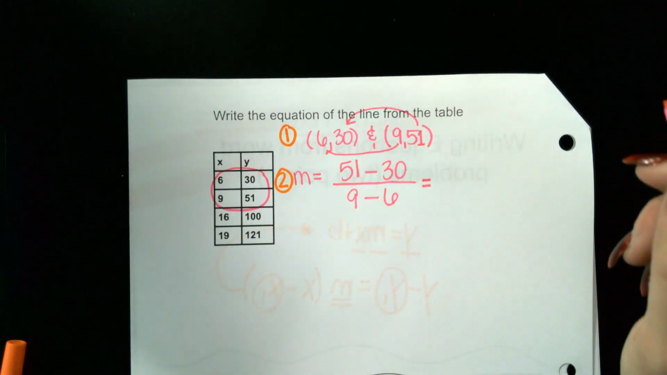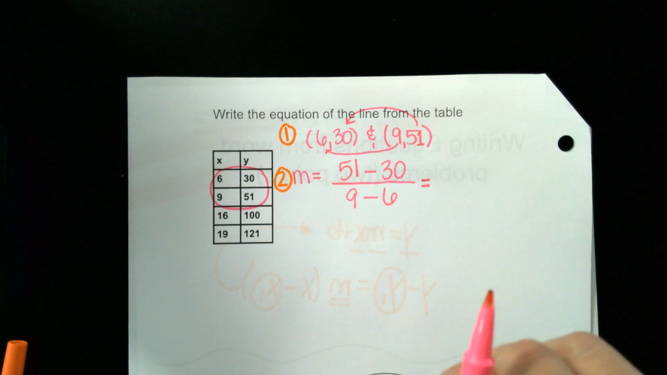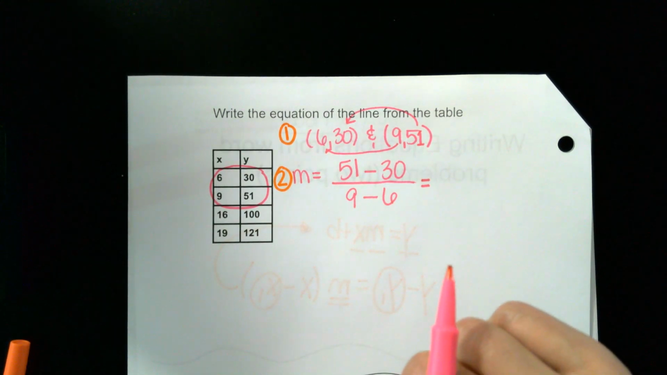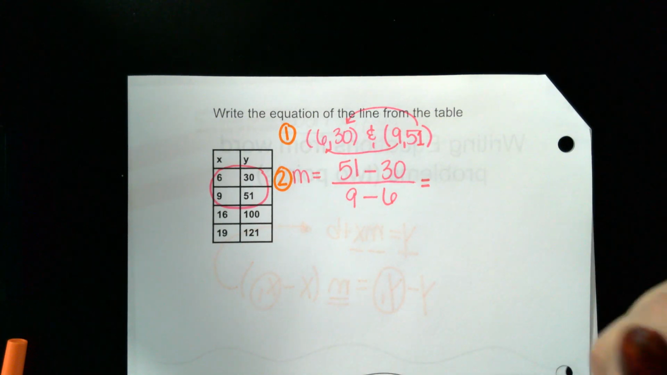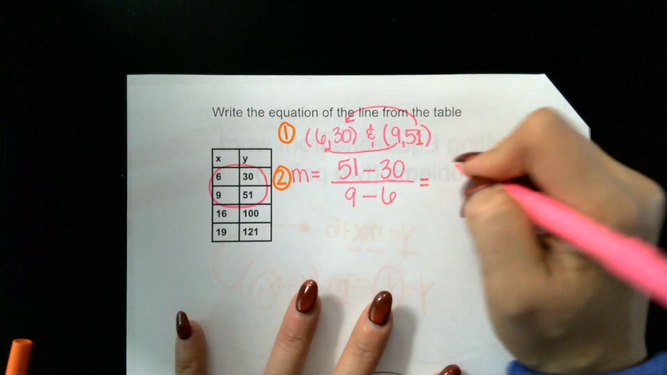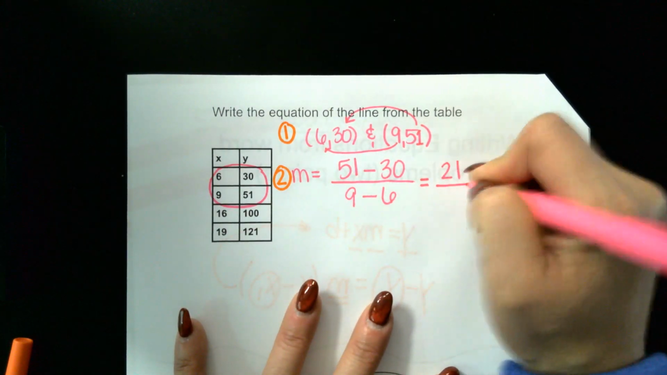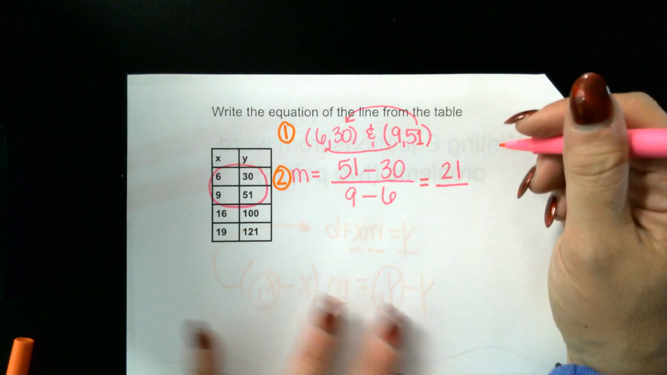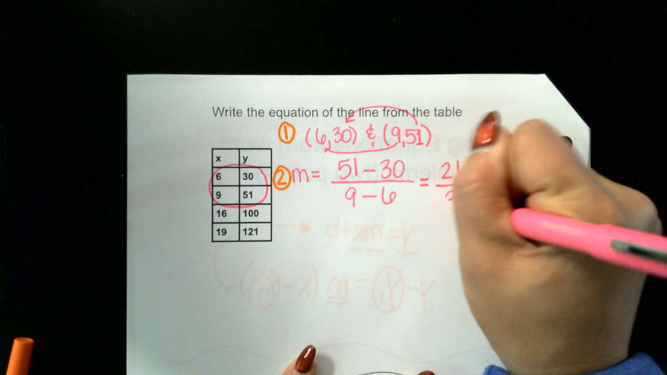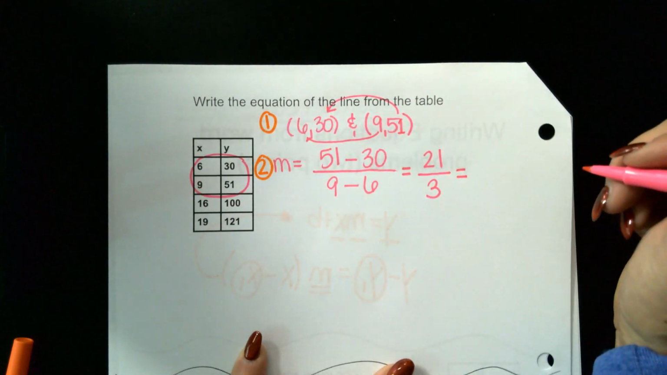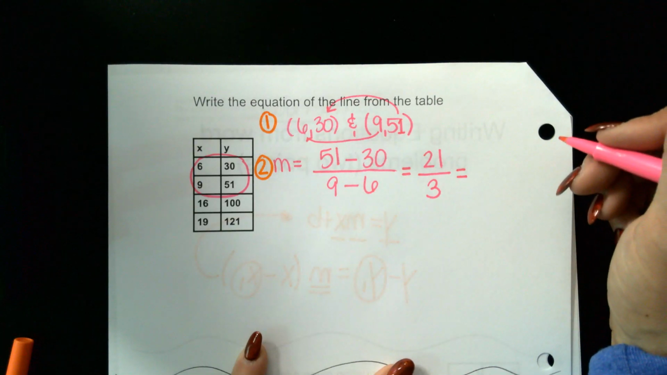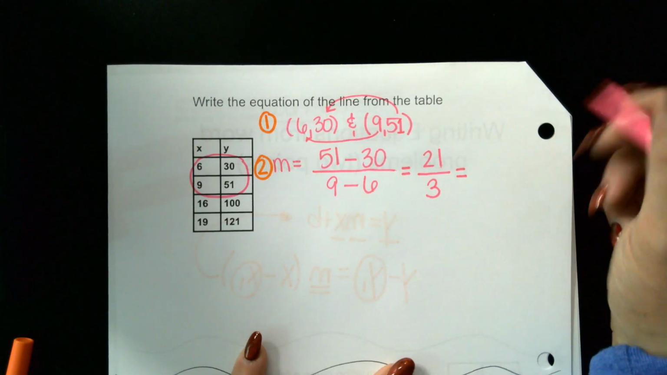It'd probably be really beneficial to you guys to be writing this down. You're not taking pictures of my stuff and then copying it down later. It's not how this works. Okay, what's 51 minus 30? I got 21, and you got negative 21. And then I'm going to have 9 minus 6, which is 3, and you would have negative 3. Your two negatives will still turn into a positive 3. 21 divided by 3 is 7.